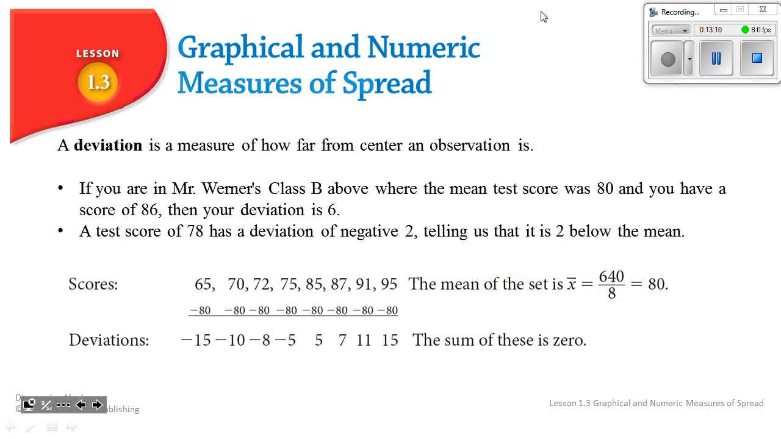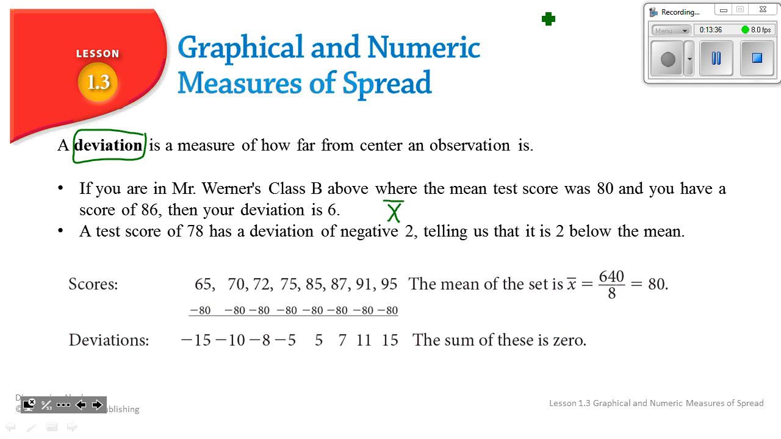All right, just a couple more things. We have a deviation. A deviation is a measure of how far from the center something is. Okay, how far from the center is a particular data point. So for example, if you're in Class B, where the mean test score was 80, and you have a score of 86, your deviation is 6. So if the mean, actually I'm going to write that as x bar. I want you to get used to that.